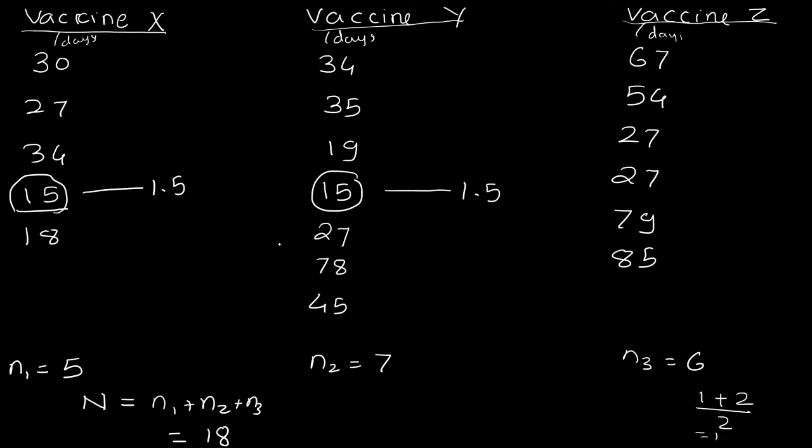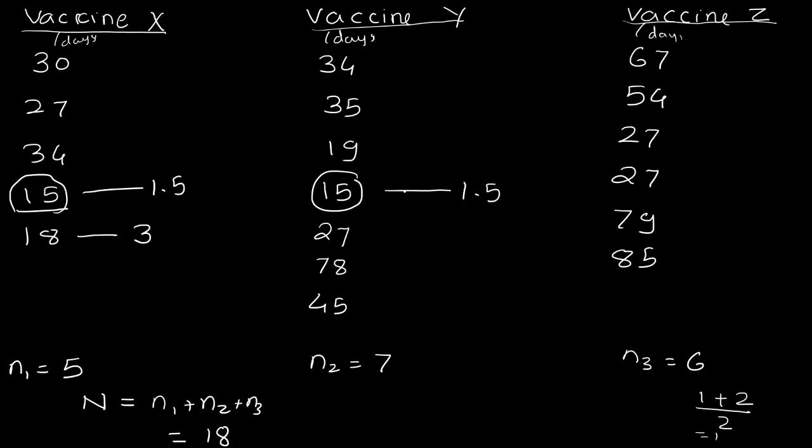Okay, now after 15, which one is the next smallest element? That is the 18. Okay, now first and second rank are gone, therefore 18 will get the third rank. Similarly, we have to allot the ranks to all the data.